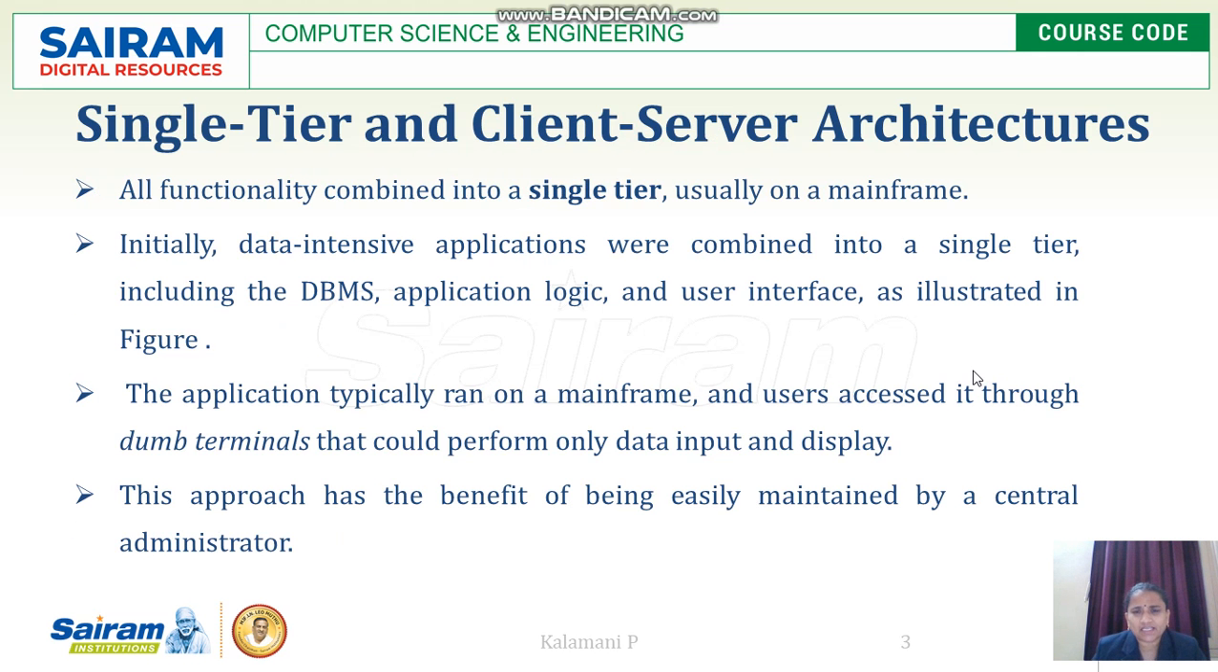Okay, so that is the difference between one architecture and another. First we will see the single tier and client server architecture. Single tier means, from the name itself, all functionalities are combined into a single tier. Take the mainframe, or our personal computers, mainframe computers; all functionality that we have already seen, data management, application logic, presentation, everything is combined into a single tier. Initially, data intensive applications were combined into a single tier, including the DBMS, application logic and user interface. This is illustrated in the figure.